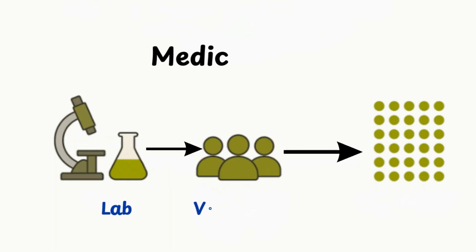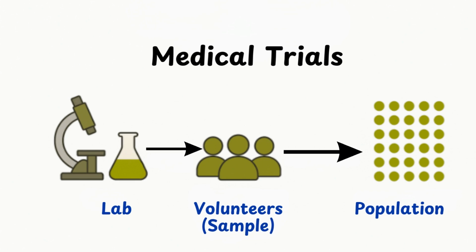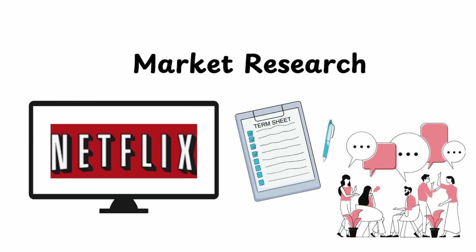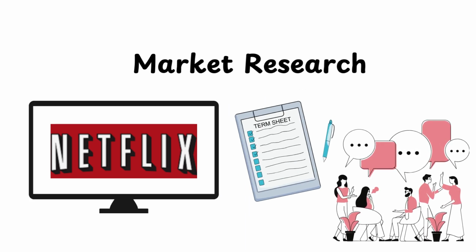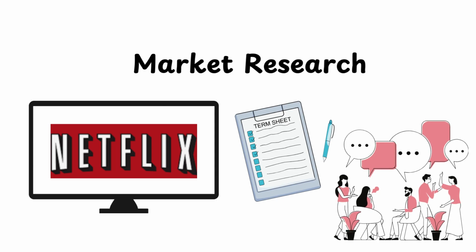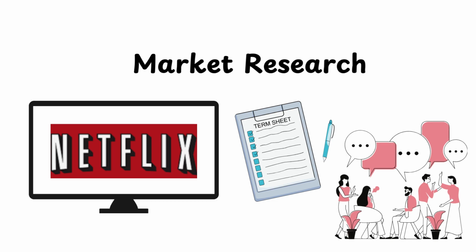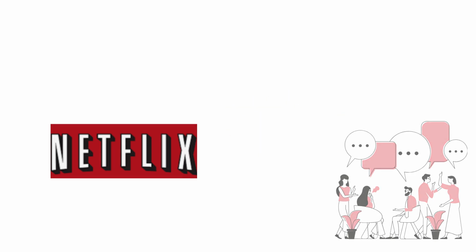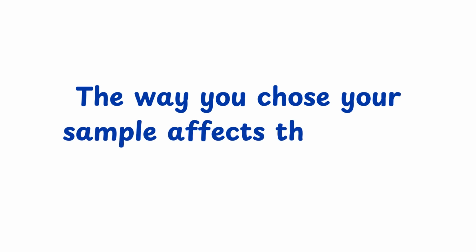Third, medical research. When developing a vaccine, scientists test it on a sample group of volunteers. If it works safely, then it is rolled out to the whole population. Testing the entire population from the start would be unthinkable. Fourth, market research. Companies don't interview all their customers. They run sample surveys. That's how Netflix, for example, predicts what kind of shows people like to watch. But here's the catch, not all samples are the same. The way you choose your sample affects your results.